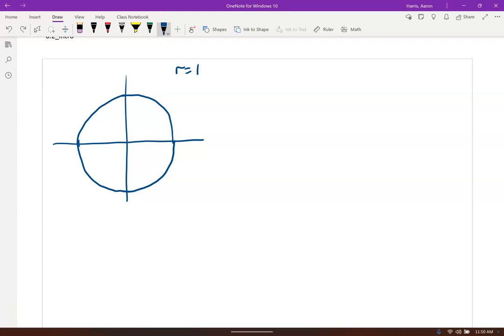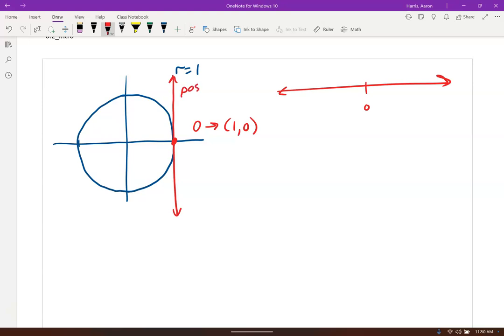Now what we're going to do in trig is we're going to take a real number line. So if you can imagine just a plain old real number line, and I'm going to line up 0 right at this point 1, 0. So that 0 projects onto 1, 0. Okay, so this is the real number line. These are the positive numbers up here. These are the negative numbers down here.